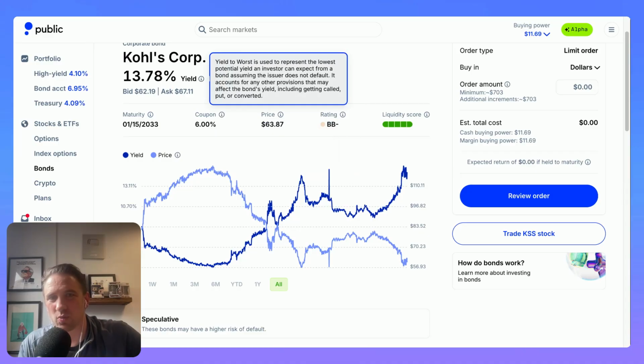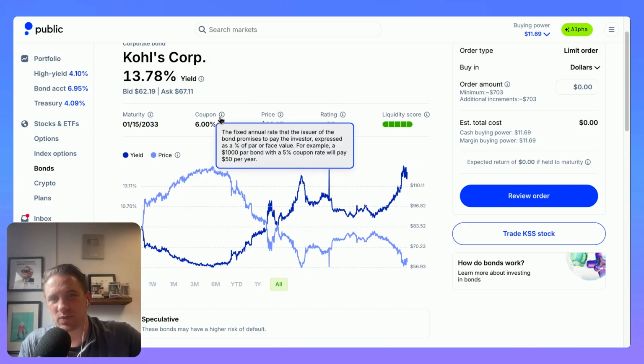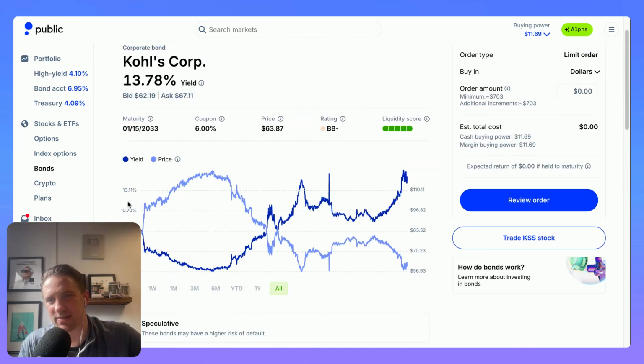Yield to worst is used to represent the lowest potential yield an investor can expect from a bond, assuming the issuer does not default. It accounts for any provisions that may affect the bond's yield, including getting called, put, or converted. So you've got your yield, you've got your coupon, your rating, your liquidity score, more data down here as well.